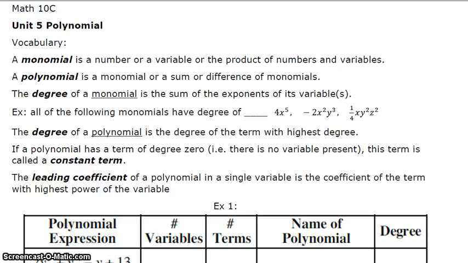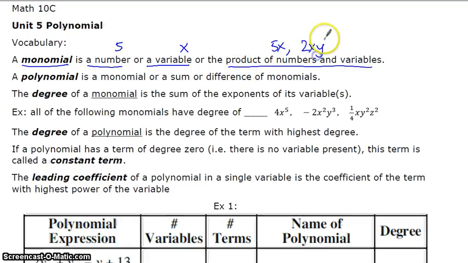You probably already know. A monomial, for example, is either a number or just a variable, let's say x, or a number, let's say 5, or a product of the two, like for example 5x, or like 2xy squared. You can have multiple variables, or like negative 1/3 z cubed. That's a monomial. Also, the exponent here has to be a whole number.